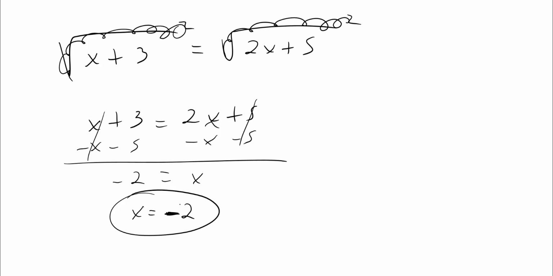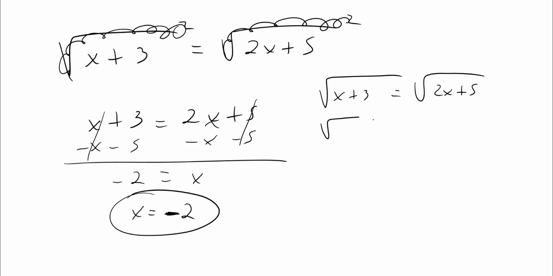Okay. Now if I put that back in the original problem, check it out. If I put negative 2 in there, I get negative 2 plus 3. So here, let's write the old problem out. x plus 3 equals the square root of 2x plus 5. So if I put a negative 2 in for x, just to check it, I get the square root of negative 2 plus 3 equals the square root of 2 times negative 2 plus 5.